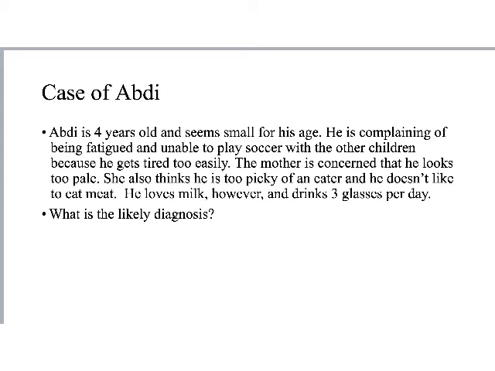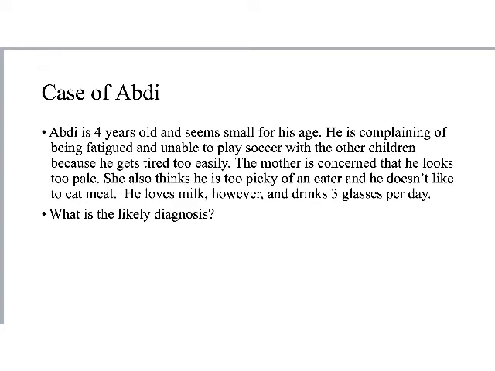And let's start talking about blood with a case. So this would be the case of Abdi. Abdi's 4 years old, and he seems a little bit small for his age. The main complaint is that he's getting tired easily. He's getting fatigued easily. And his mother notices that he's not able to keep up with the other children. When doing things like playing soccer, he gets tired too easily.